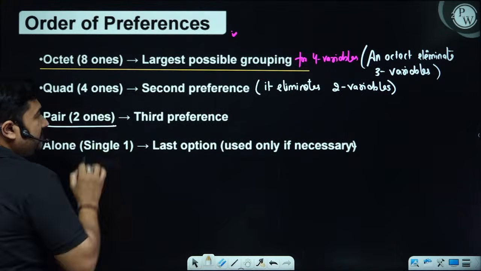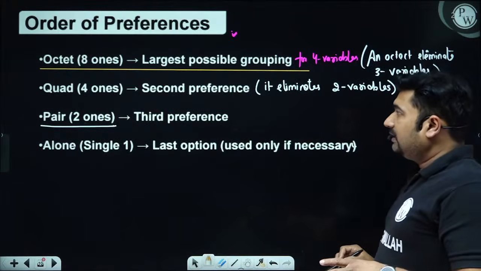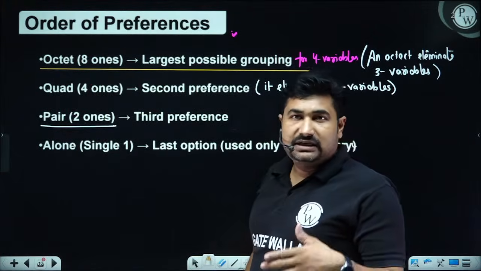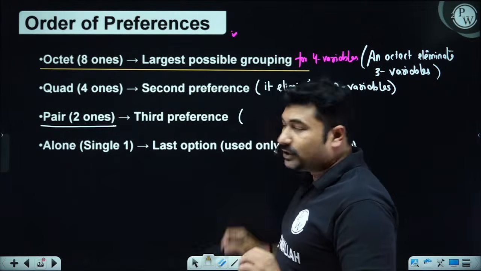Third preference is given to the pair. Pair means any 2 adjacent subcells are filled. They can be filled by logic level 0s for POS and logic level 1s for SOP. Okay, so the third preference is given to the pair.